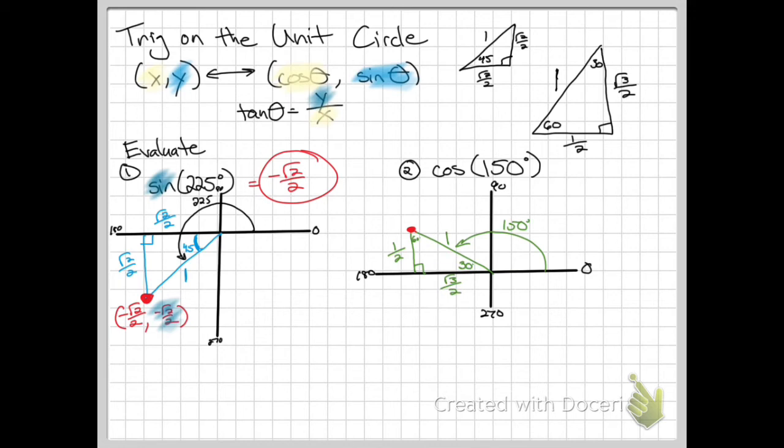Then label the coordinates of the point. The x is left root 3 over 2, so negative root 3 over 2. And the y is up 1/2, so positive 1/2. Then look at the question. The question said find cosine. Cosine is x, so the answer is negative root 3 over 2.